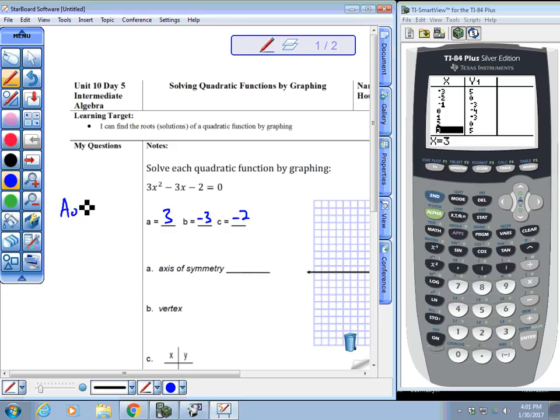The axis of symmetry is what we're going to find first, so x equals the opposite of b over 2a. So x will equal the opposite of -3 over 2 times 3, which is going to be 3 over 6. X equals 1/2.